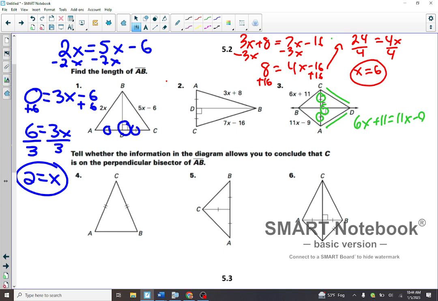Minus 6x on both sides. 5x minus 9, plus 9 on both sides. Wait, where did you put the, is that a 9 or a 0? 9. Divided by 5. In this situation, when you see a right angle plus 2 tick marks, that tells you they're going to be equal to each other. What if they're not congruent? Then you couldn't do the math.